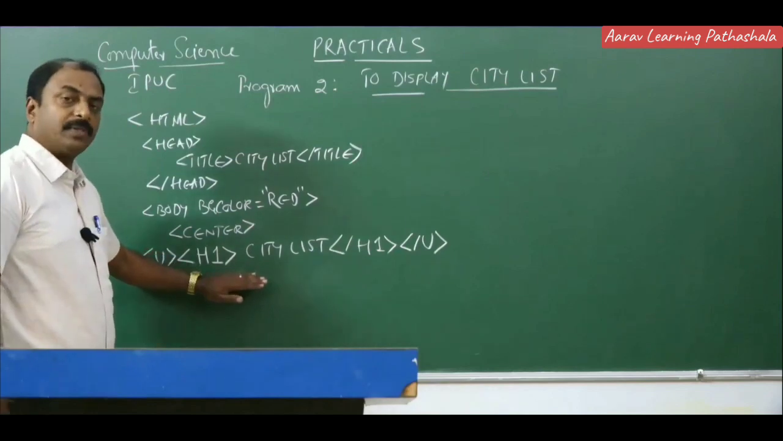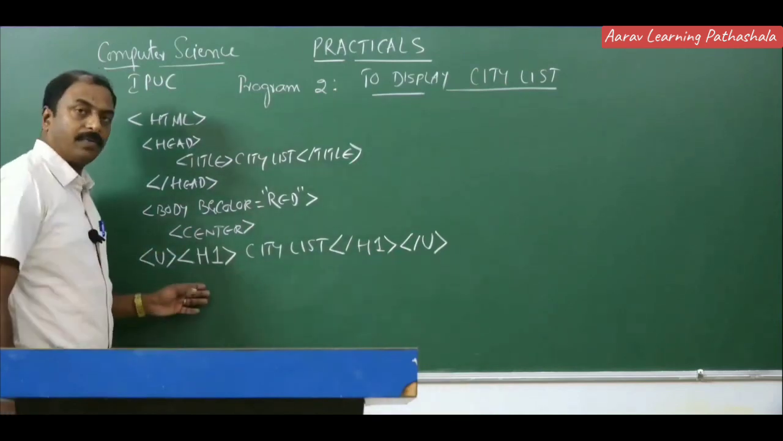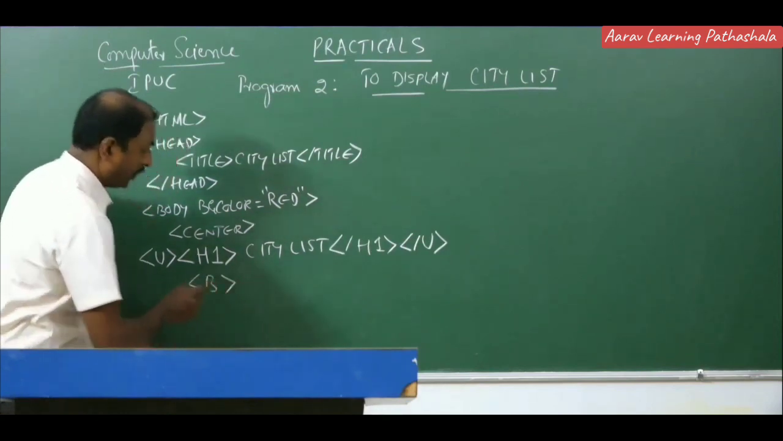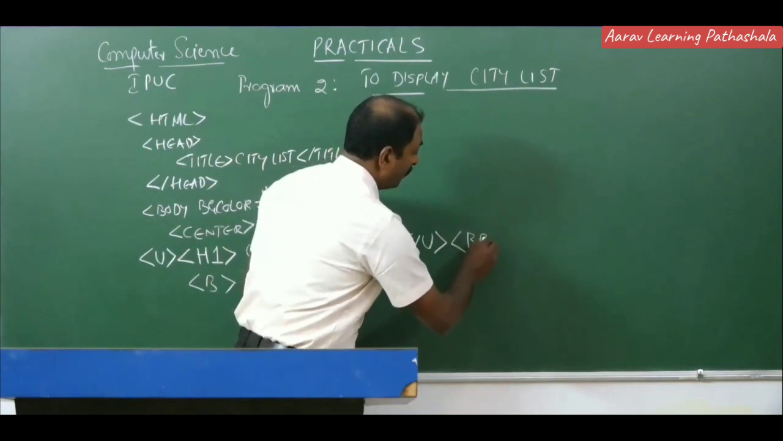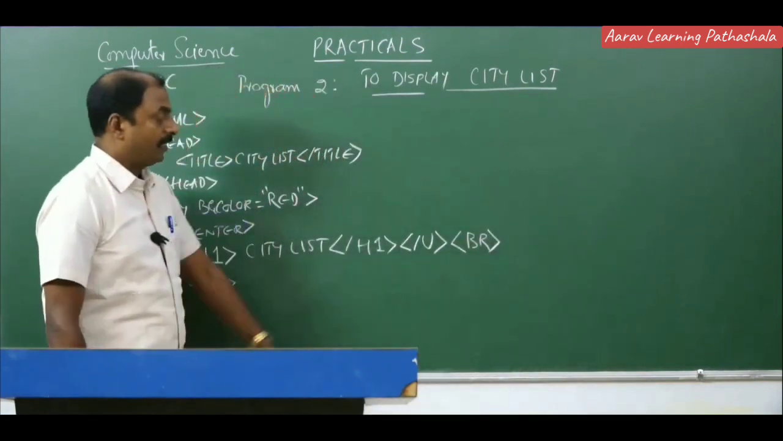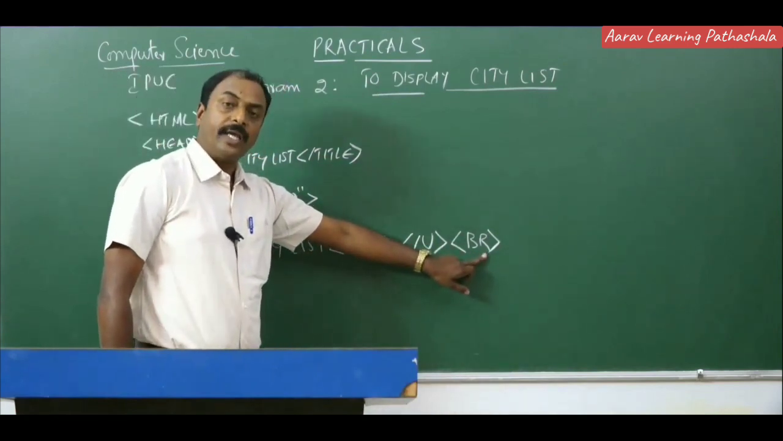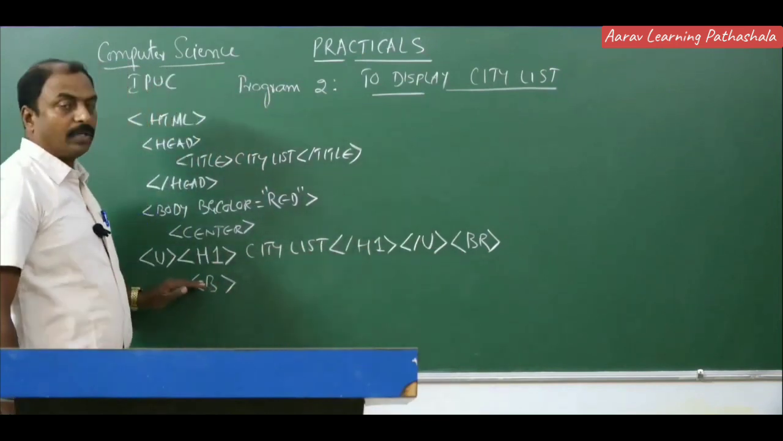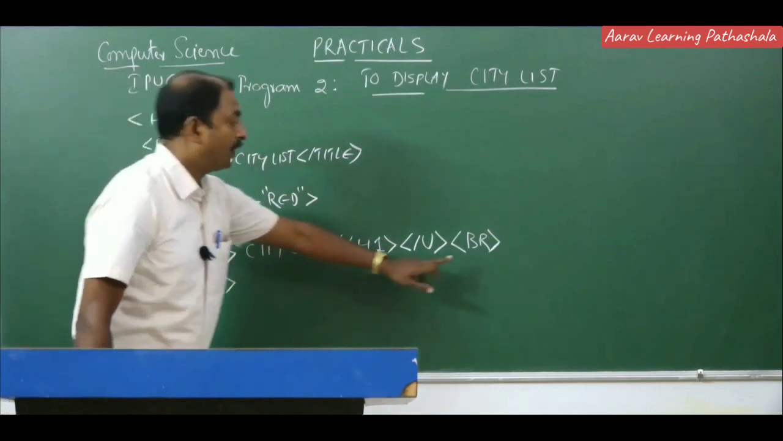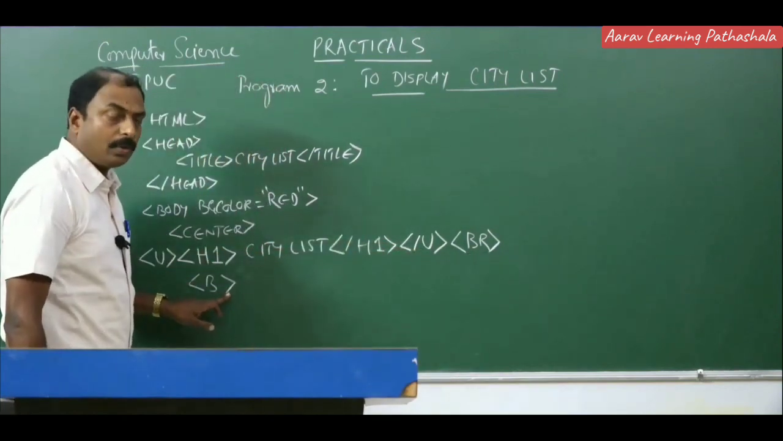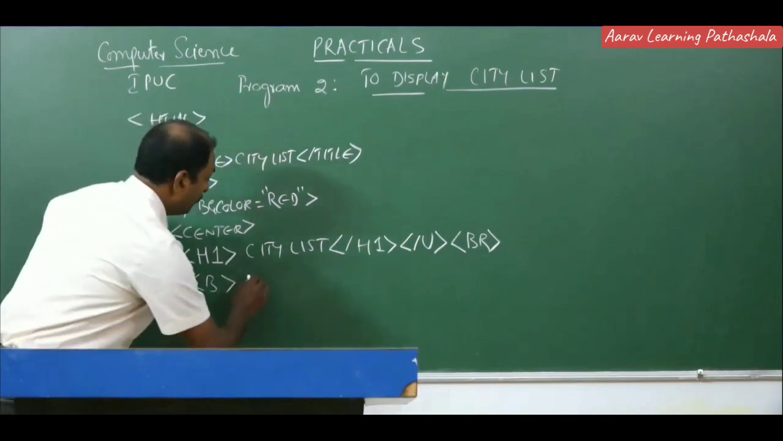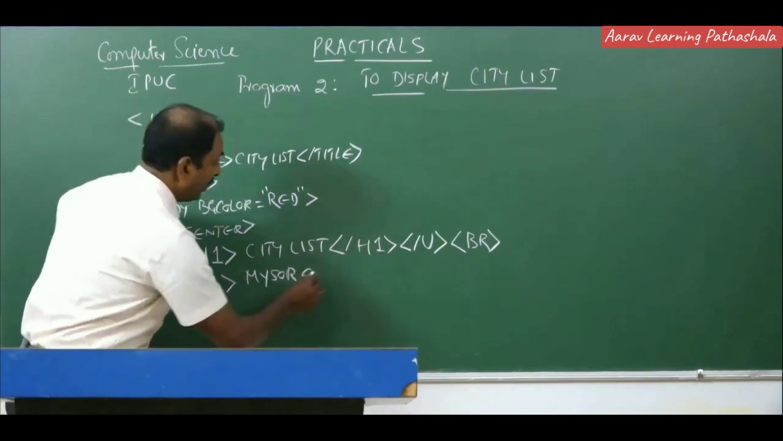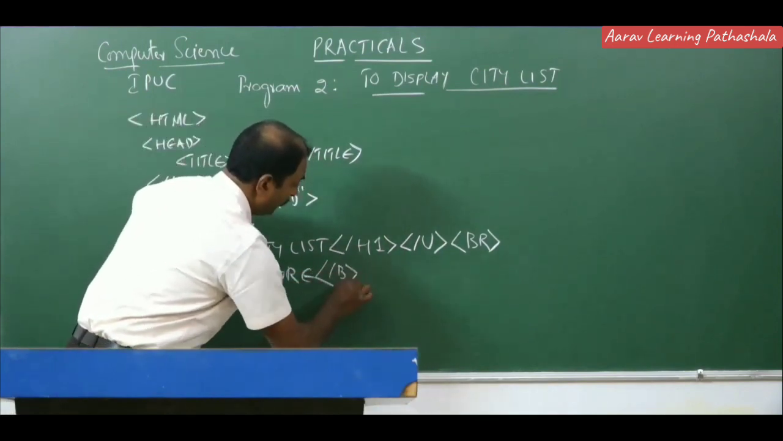Next we can write the names of the cities one by one by making use of different tags. After this I can write B, the bold tag. Here I will make use of the BR tag. This is what you learned yesterday. BR stands for line break. It takes the control to the next line, so the content will appear in the next line. After this BR, we are using one more bold tag to display the name of a city, for example, Mysore. Again we have to close this with the B tag.